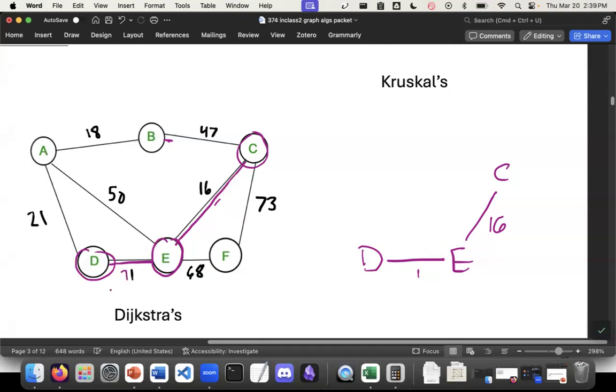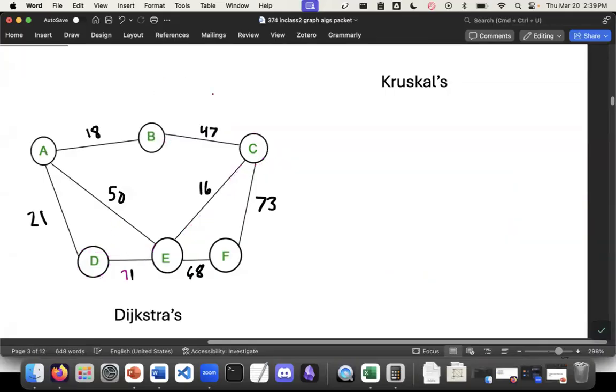I probably erased it when doing the, yeah, I think I erased it when I was erasing the other drawings. Okay, let's start over. And trying to be careful not to erase any of the other weights this time. Okay, now, what's the smallest edge?